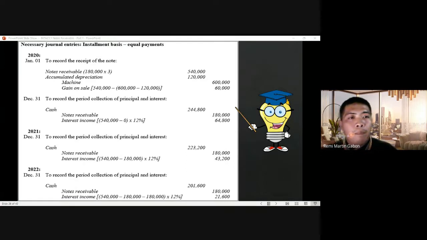Then to record that periodic collection, yung dapat yan. Periodic collection of principal and interest. You could either separate the collection of principal, then the collection of interest, or just like that, you could have it combined na lang. The same pa rin naman yung effect sa entries. So debit ng cash, then credit notes receivable, 180,000. Interest income, 64,800. Bakit nga yung 64,800? Balikan natin yung problem.